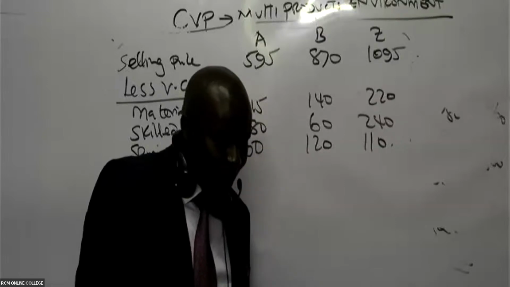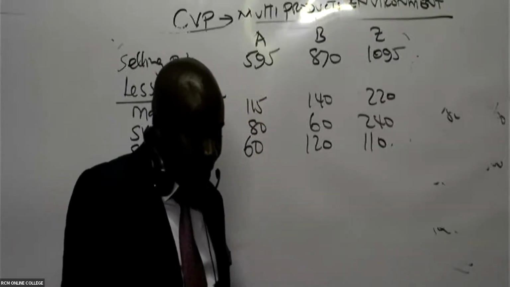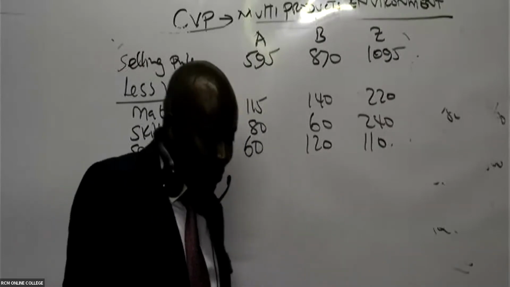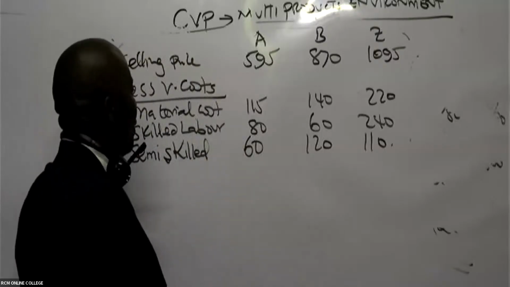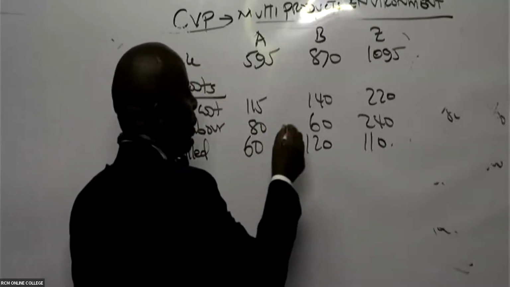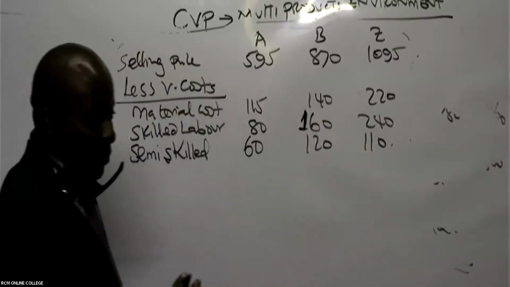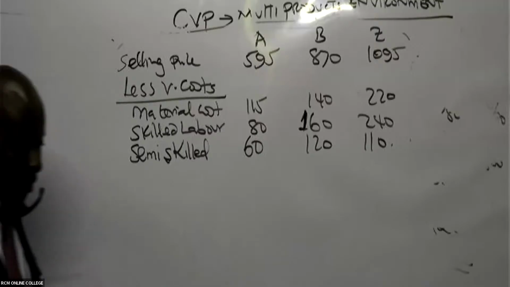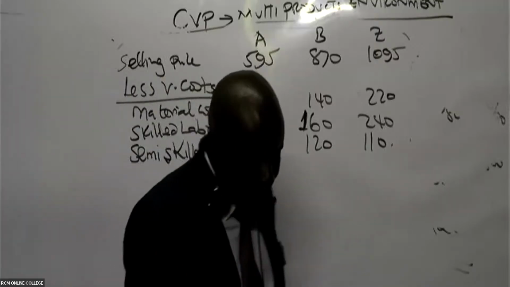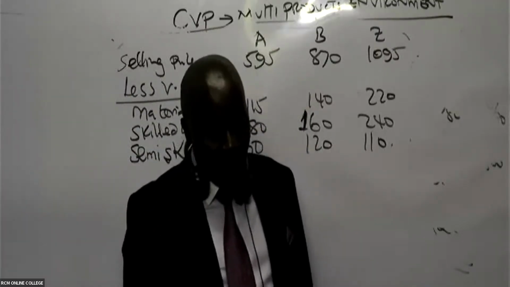Somebody called Adam is saying, additional information, correct skilled labor for B. So for B, I'm told skilled is supposed to be 80, 160. Thank you so much for that correction. I love students who correct me. Thank you so much, Millicent. You are really doing a very good job.